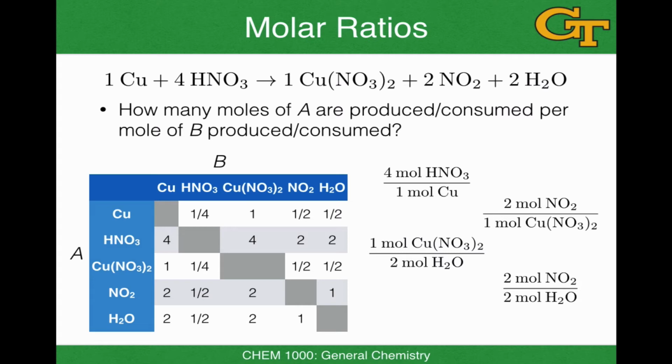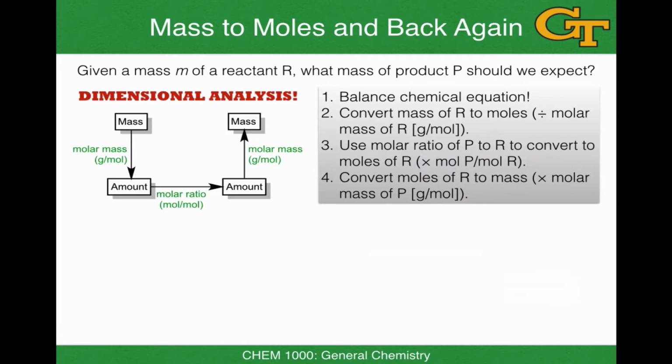Now, what kinds of questions can we answer using molar ratios? Well, let's think about moving from mass to moles and back again, and answering the question, given a mass m of a reactant R, what mass of product should we expect? So this is a situation where you're running a reaction and you're intimately familiar with the mass m of a reactant that you, say, weighed out. Let's imagine that this is a solid that you weighed out on a balance and dumped into a flask. What mass of product P should you expect?